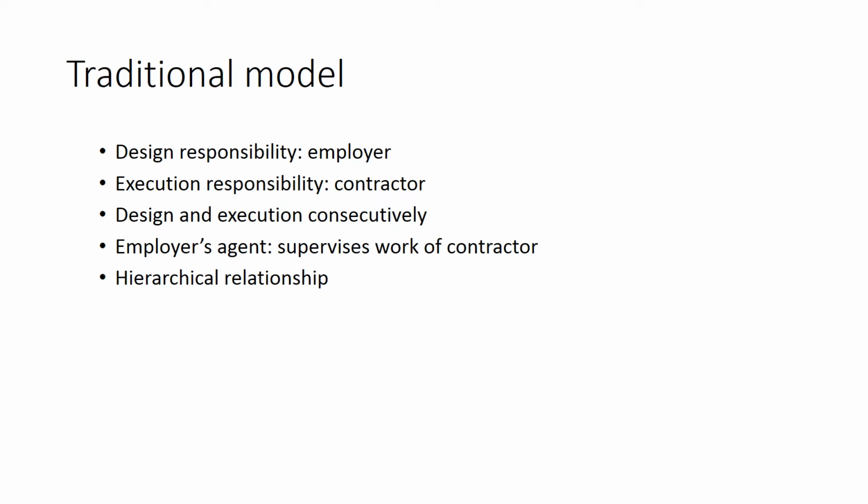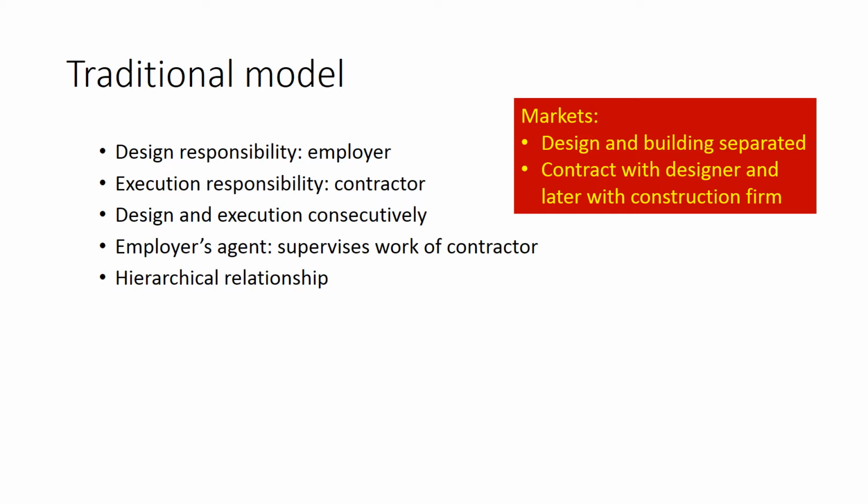Now you all have been studying, of course, the traditional model in contract construction law, where design and execution is separated. So you first have a design contract and then an execution contract. We've seen that as a typical idea of the individual model in markets. So design and building are separated, they don't combine the work, and you have separate contract with designer, and later after that with the construction firm. You also see that there is supervision involved, and that of course is what we discussed under monitoring in the transaction cost economics part.